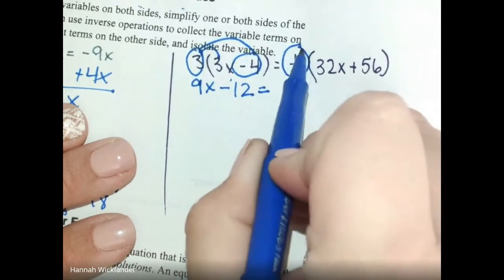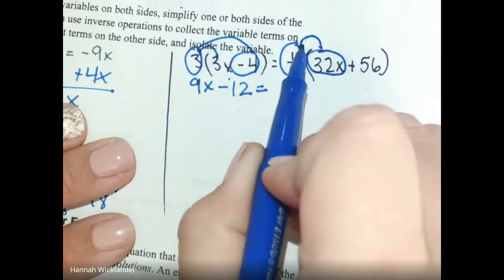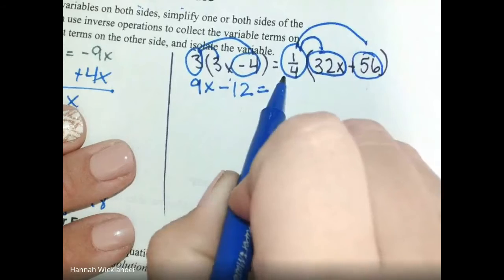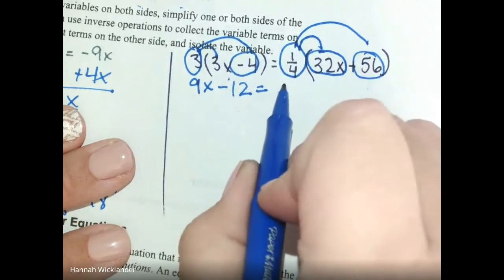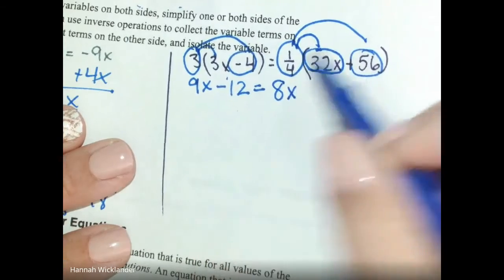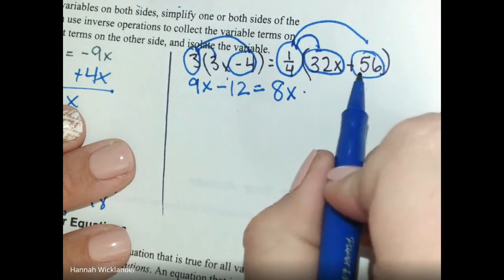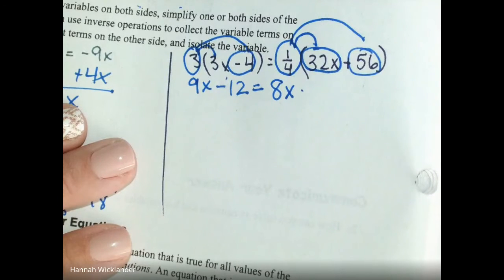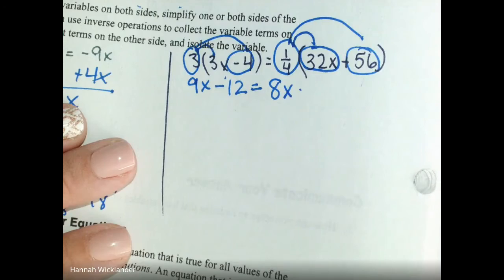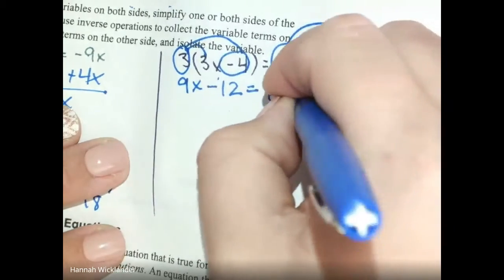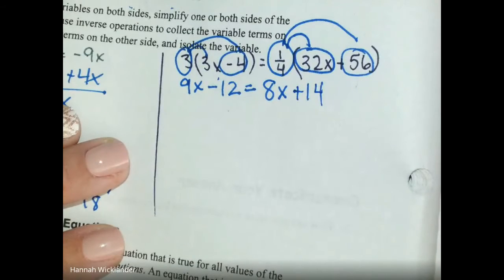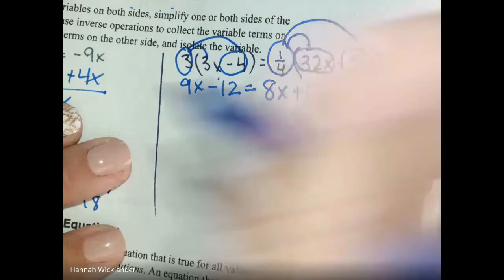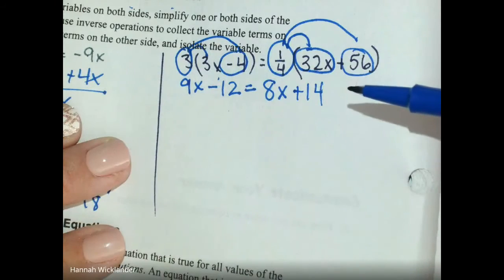Next up, everything on the right side of the equation is going to get multiplied by 1/4. So 1/4 times 32x is going to give me 8x. And then a positive 56 times 1/4 gives me 14. Does that make sense, or does anyone need me to go over a step again? Okay. So that was just simplifying both sides of the equation.